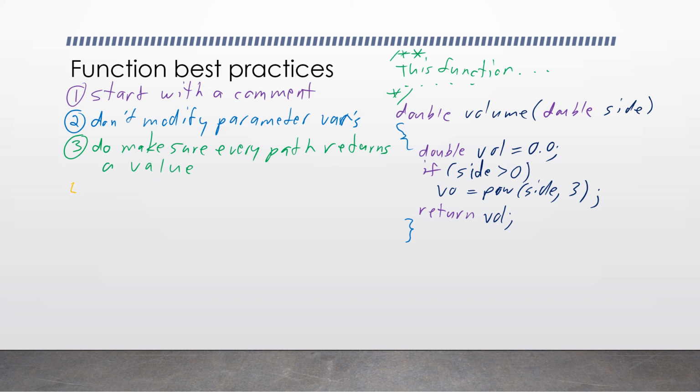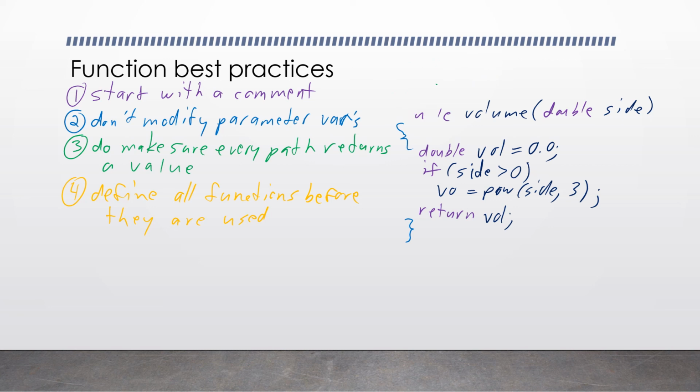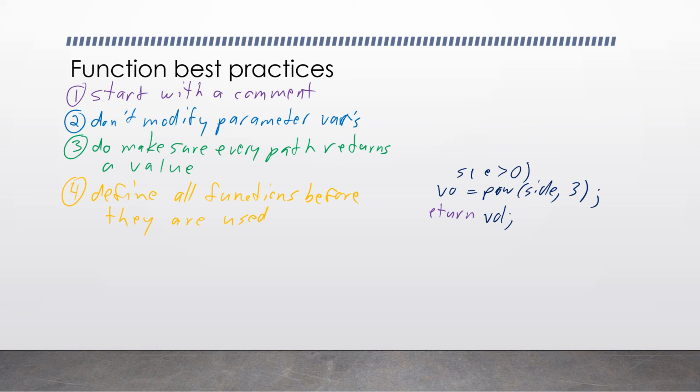Four, define all functions before they are used. The way we've been doing functions so far, this is not a big deal because we tend to call them from the main function, and we write all the functions before we get to the main function, so we're fine. But what if you have a function that calls another function?